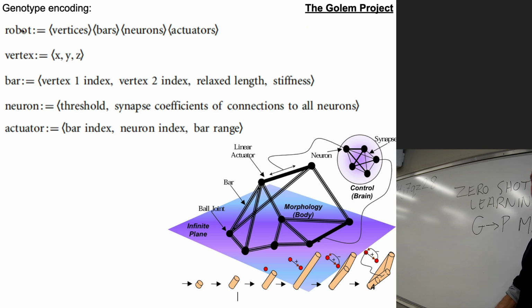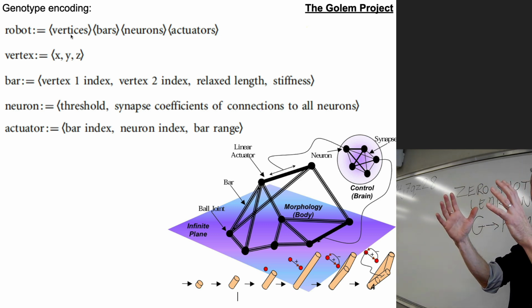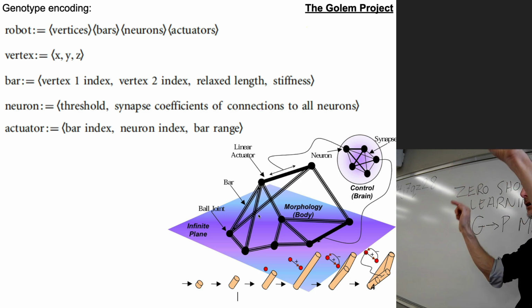So for now, imagine a population of Gs. Each one of these Gs has its own unique vertices list. Some of those lists are longer, some are shorter. They're encoding different vertices that are going to make up the different robots encoded by these different genotypes. So far, so good? Okay.